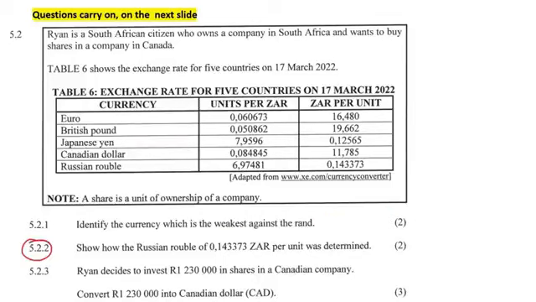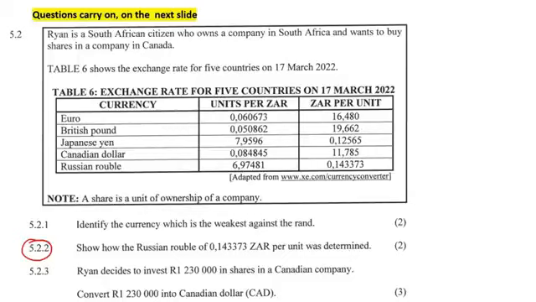Now we're going to have a look at this question. It says, show how the Russian ruble of that amount over there was determined. I want us to spend a little bit of time on how this number and this number relate, and what this means, and what this means. So give me your time. I'm going to do my best to try and explain it, okay?